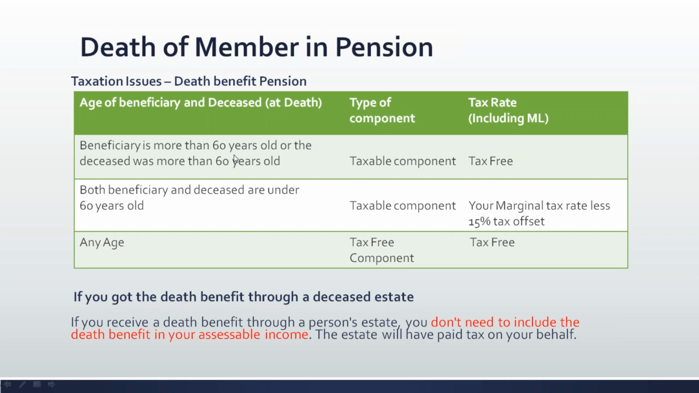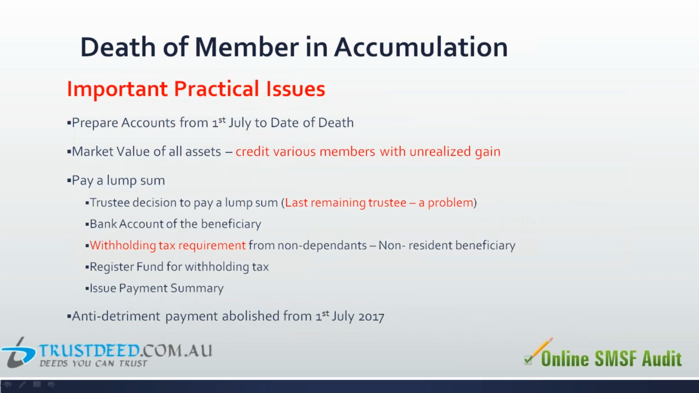And if you are over 60 or the deceased is over 60, the taxable component will also be tax-free. But if both are under 60, that means the beneficiary is under 60 and the person who has died is under 60, the taxable component will be included in your income. So if you withdrew $10,000, two-thirds, so let's say 6,666 will be included as normal income, and you'll get a 15% rebate on that $6,666.